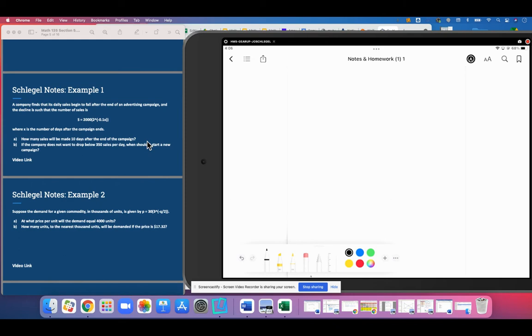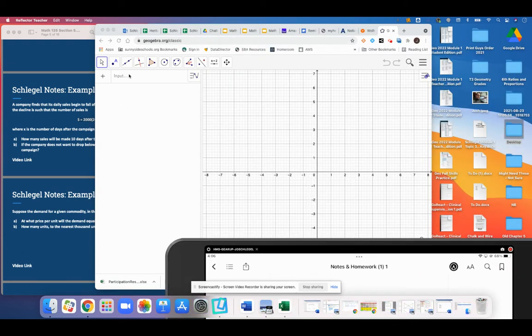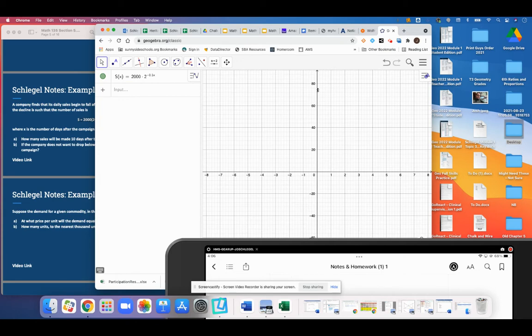A company finds that its daily sales begin to fall after the end of every advertising campaign, and the decline is such that the number of sales is represented by that equation, where x is the number of days after the sale ends. It doesn't tell us to put this one in GeoGebra, but I'm going to anyway, just to get a picture of what the graph is doing and what the sales are doing. I'm going to hold shift so I can grab and drag these axes.